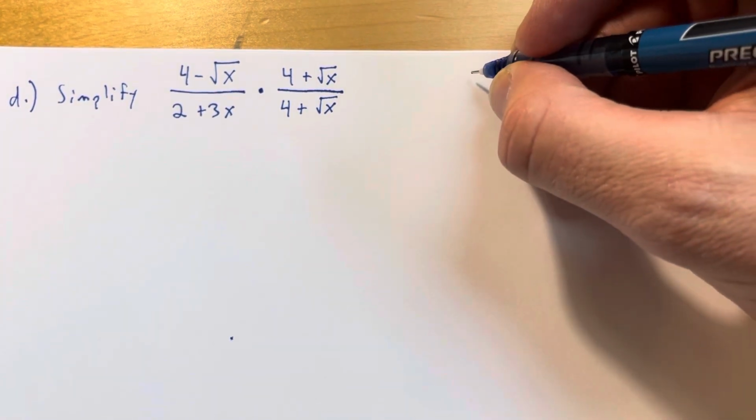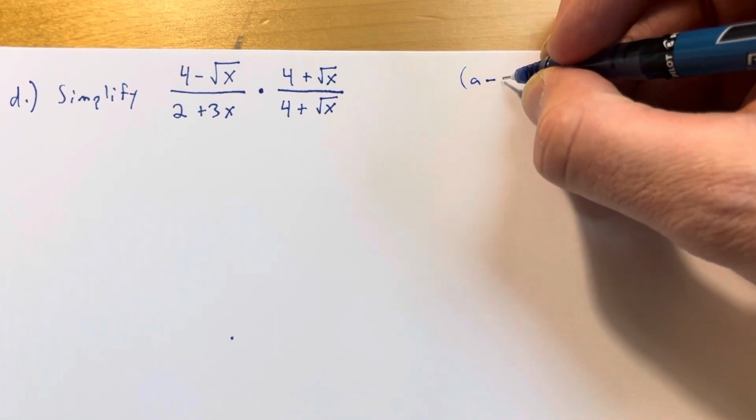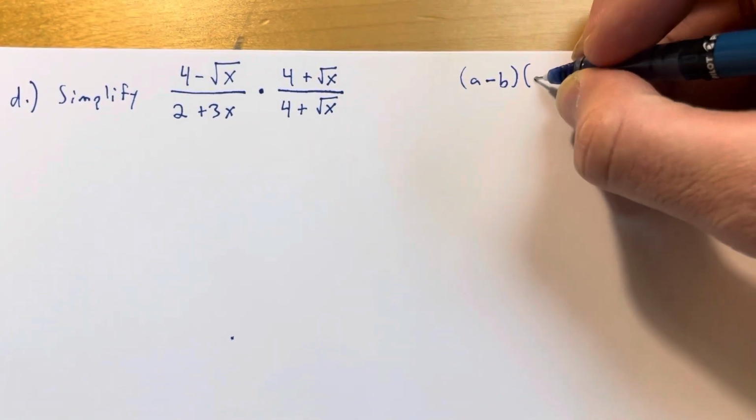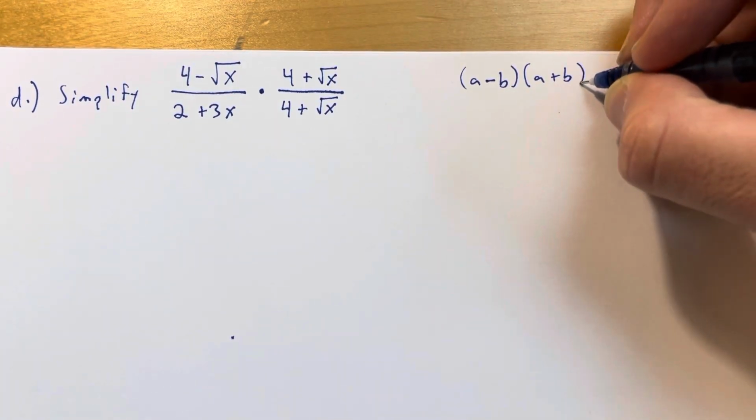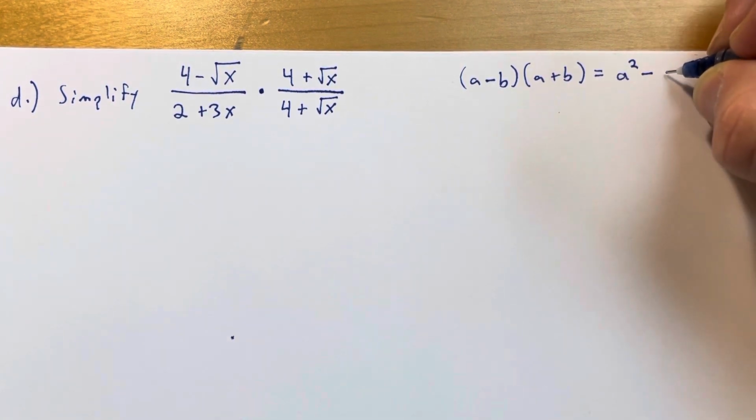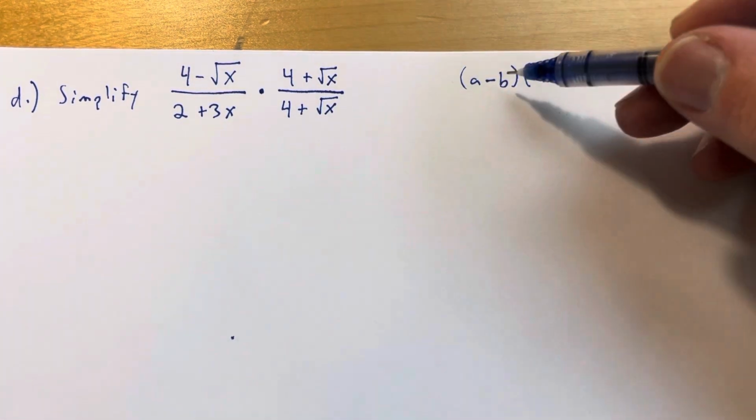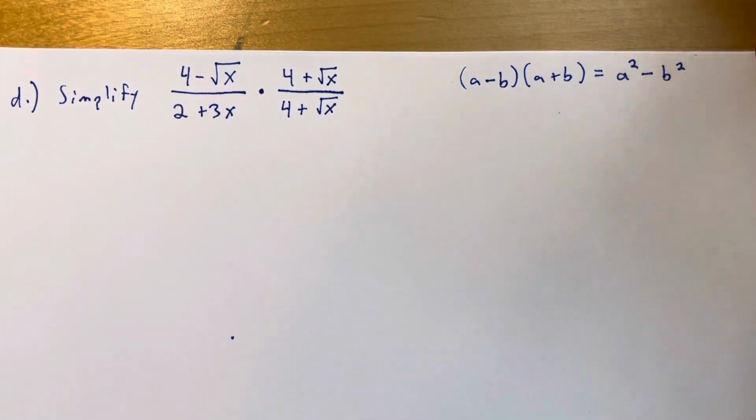In algebra, you learn this factoring technique. If I have a minus b times a plus b, that turns into what we call a difference of squares, a squared minus b squared. It's very easy to verify that just by multiplying this out and combining like terms.